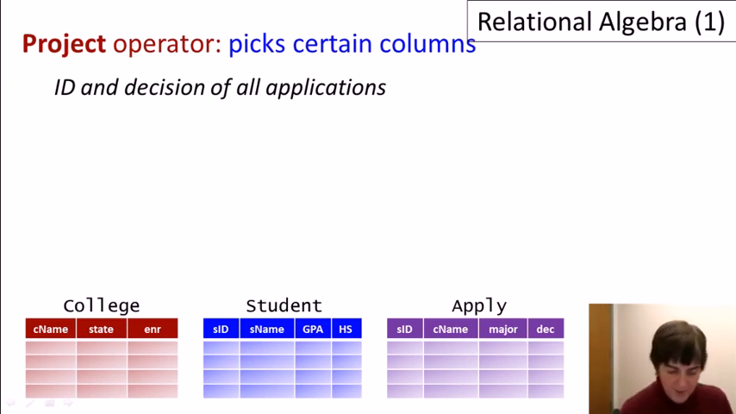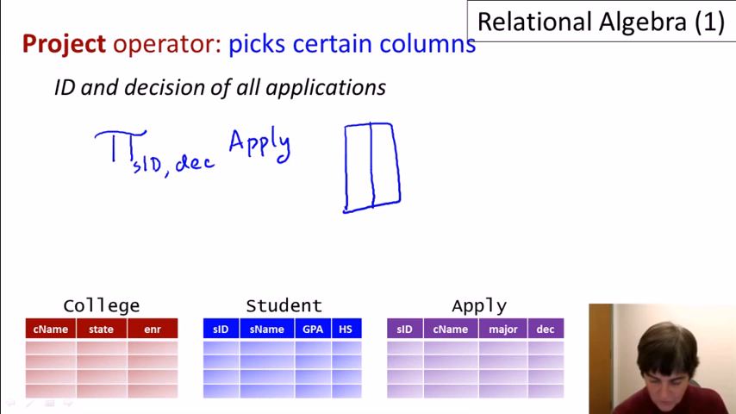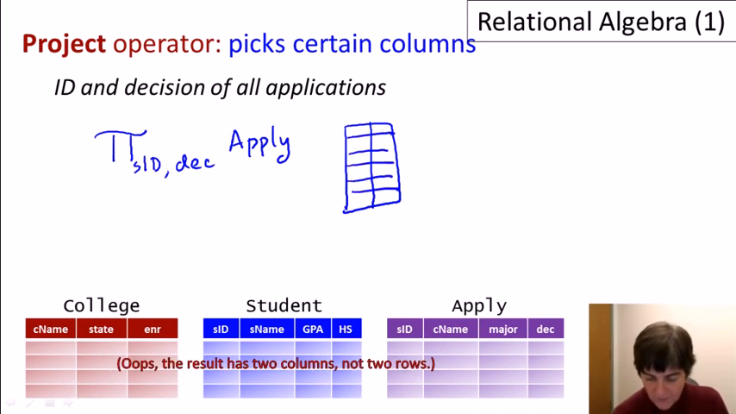The project operator is written using the Greek pi symbol, and now the subscript is a list of the column names that we would like to extract. So we write student ID and decision, and we apply that to the apply relation again. And now what we'll get back is a relation that has just two columns. It's going to have all the tuples of apply, but it's only going to have the student ID and the decision columns.